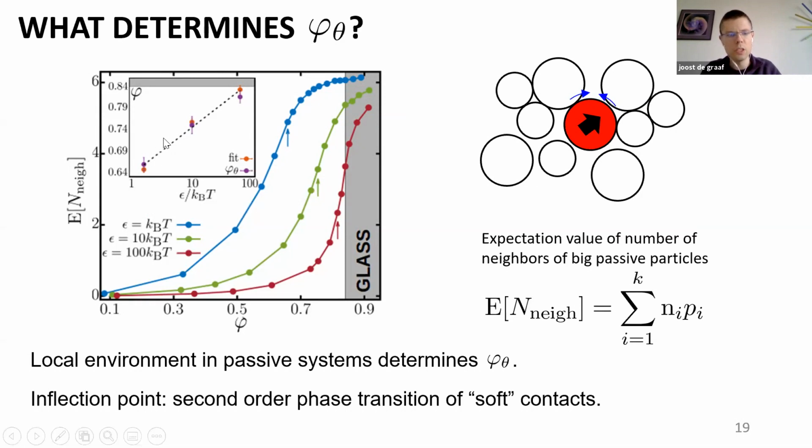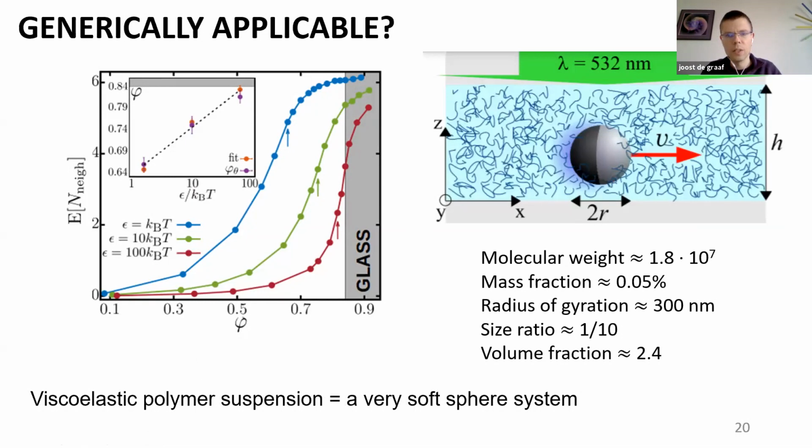So what we do see in our simulations is that the local environment in the passive system determines this maximum enhancement, and it's essentially somewhat of a second order phase transition in soft contacts. And so then returning to the polymeric system, where previous explicit studies of the polymers didn't show a great deal of enhancement, how should we then perhaps see this within our minimal model?